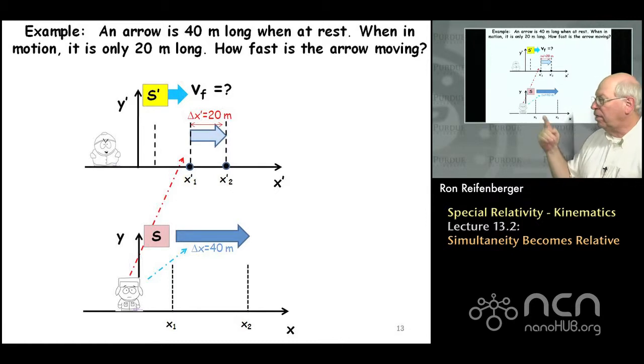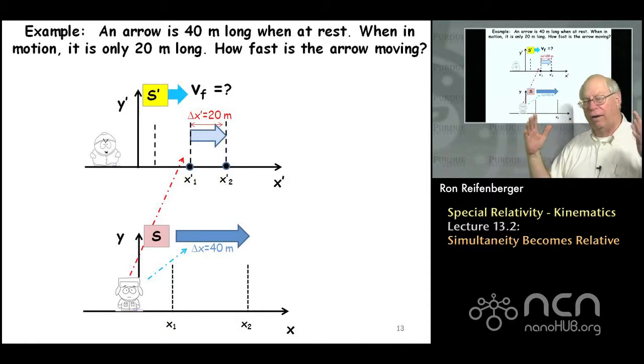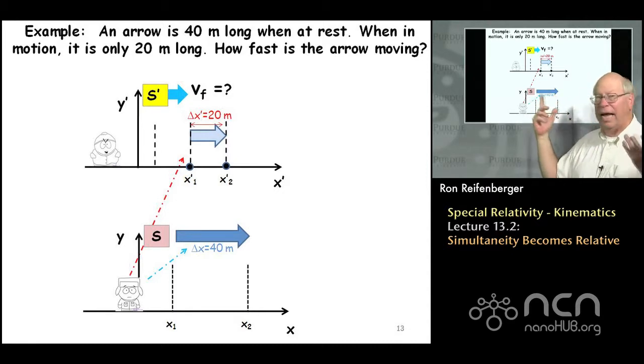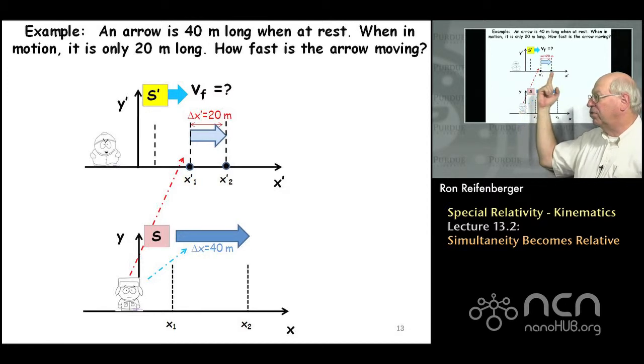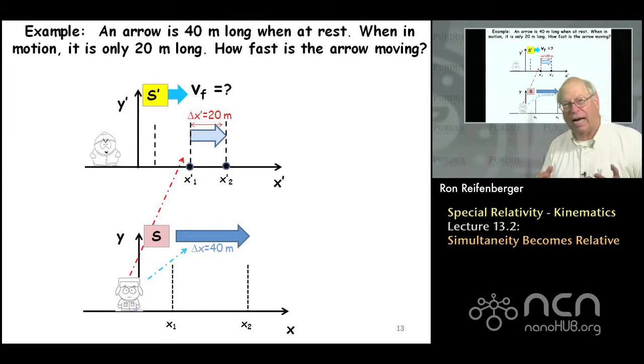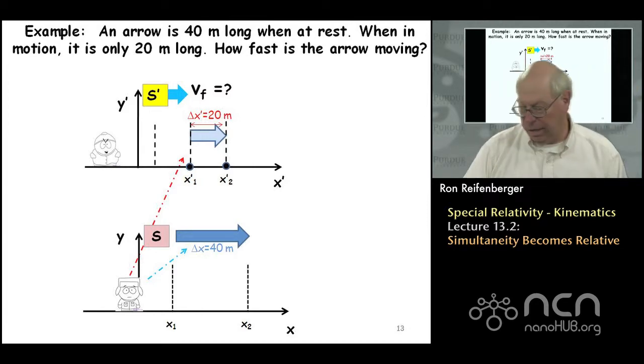So here we have two objects. Let's say one is a blue arrow, the other is a light blue arrow. When frames S prime and S are at rest, these arrows are exactly the same length. Let's say they're 40 meters. When S prime flies by the reference frame S, the observer in reference frame S determines that the length of this arrow is 20 meters. And the question is, how can that be?